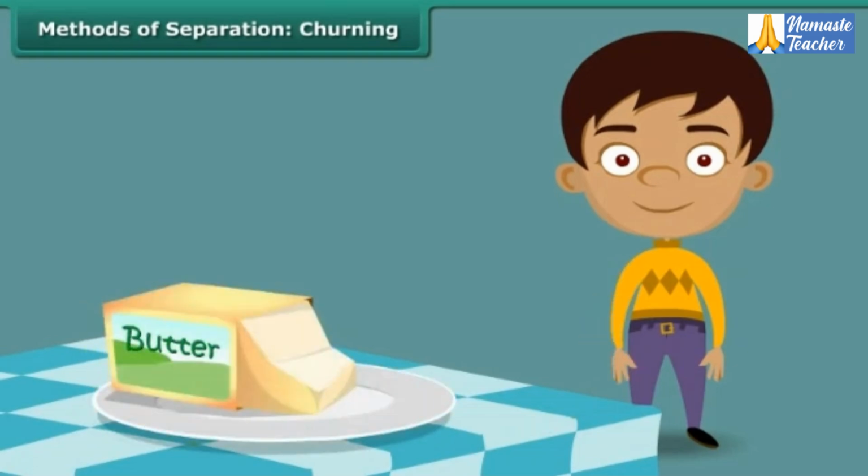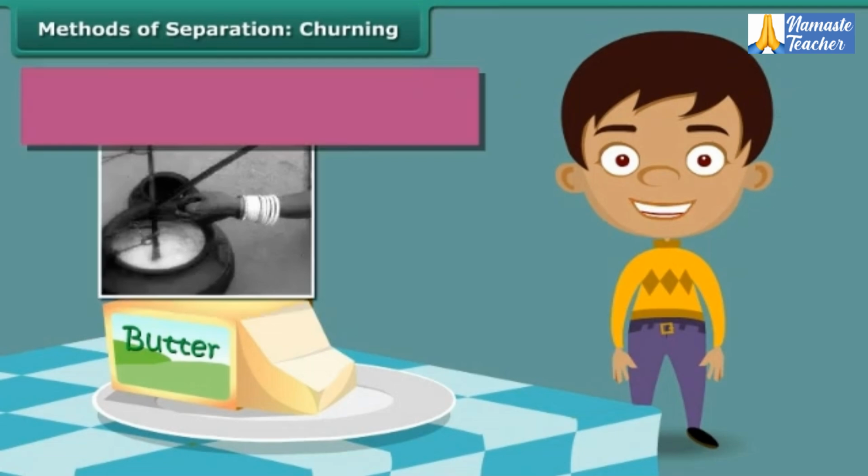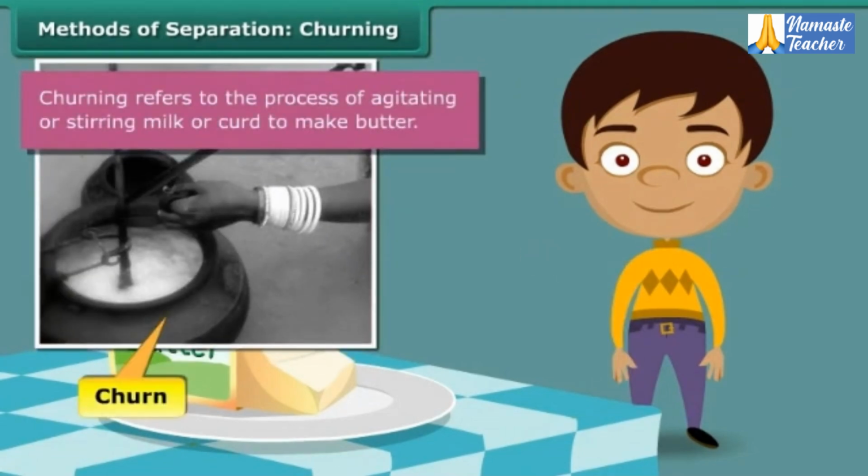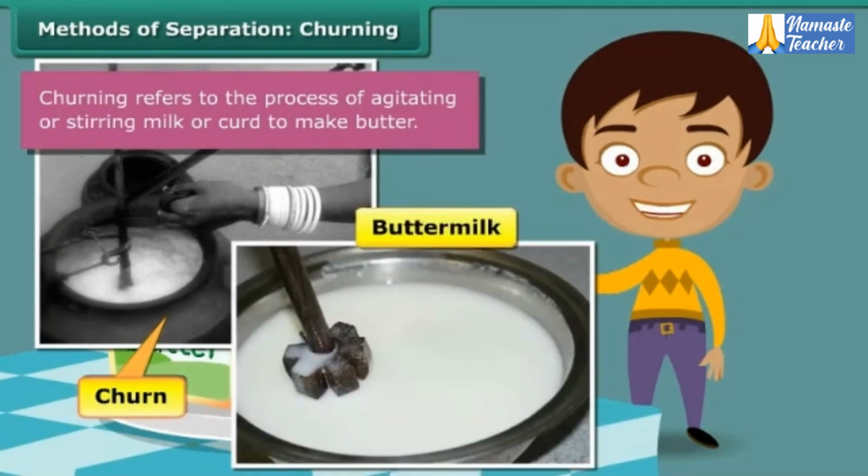This is butter. Do you know how butter is made? When milk is stirred vigorously in a churn, butter is obtained. What liquid left behind is the tasty, nutritive buttermilk that is relished by many as a refreshing summer drink. Do you see that two useful components emerge from a mixture when this method of separation is employed?